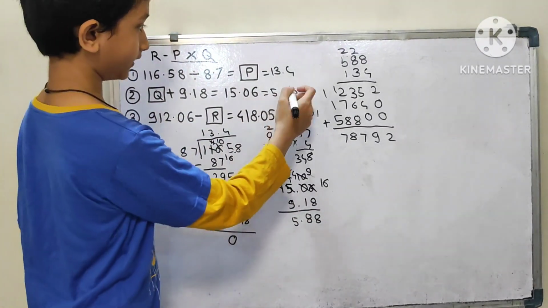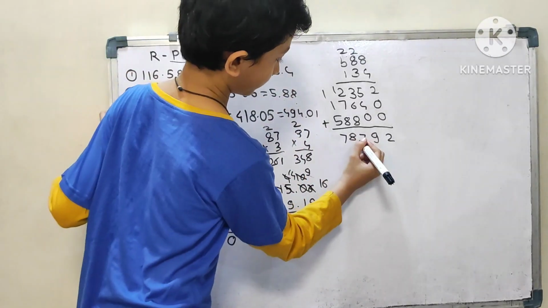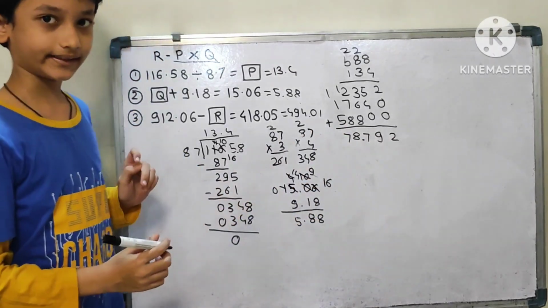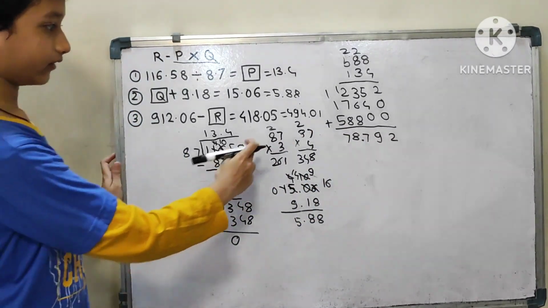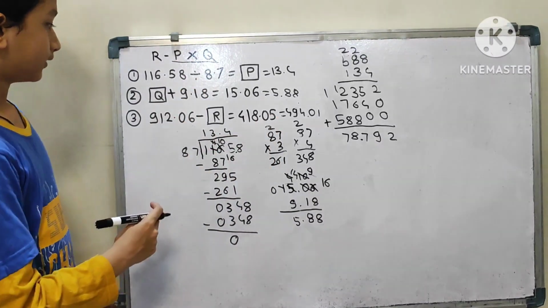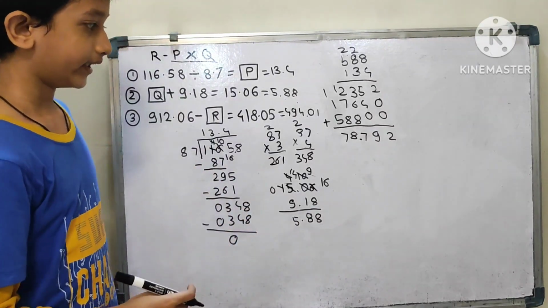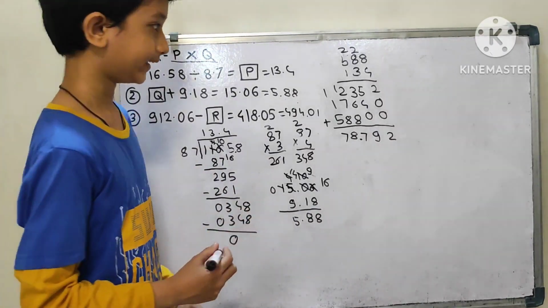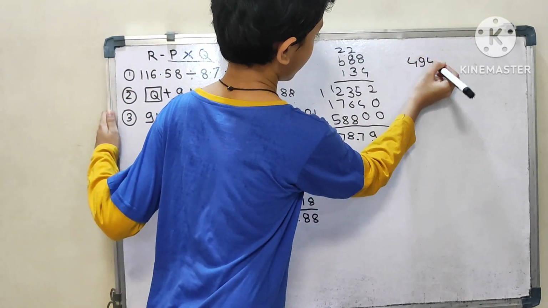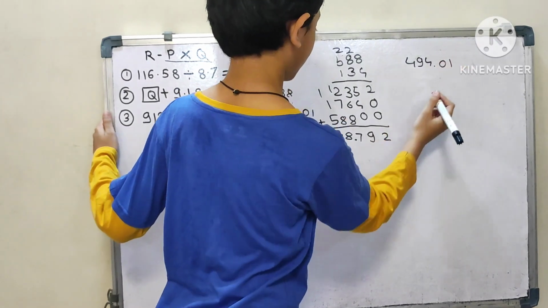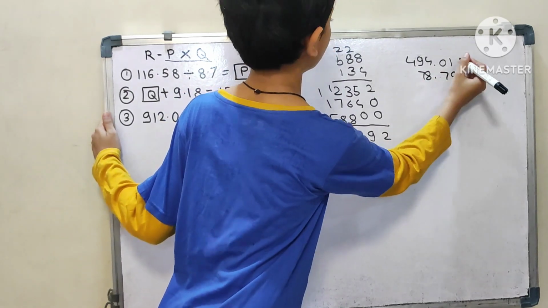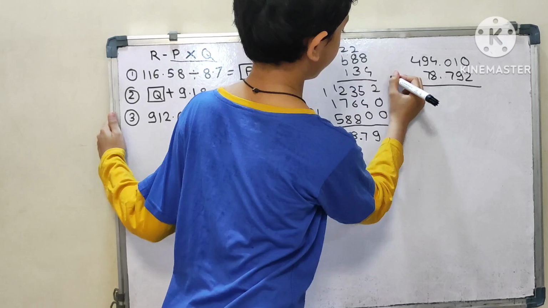So now here it is 1 2 3. So means the decimal after it here should be 3 digit, means 78.792. So now here R value is 494 and P into Q is 787.92. So we will subtract 494.01 minus 78.792. So here it is 494.01 and here 78.792 and here will be 1 0 and we will subtract this.